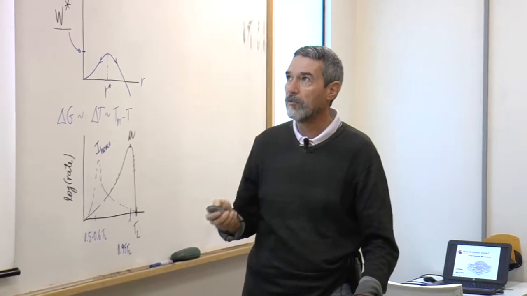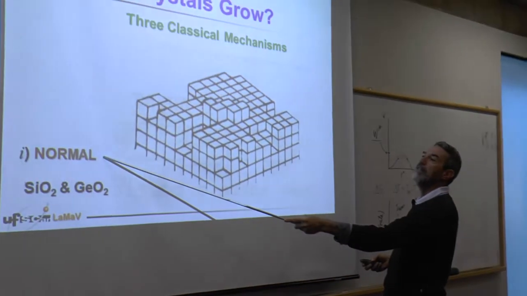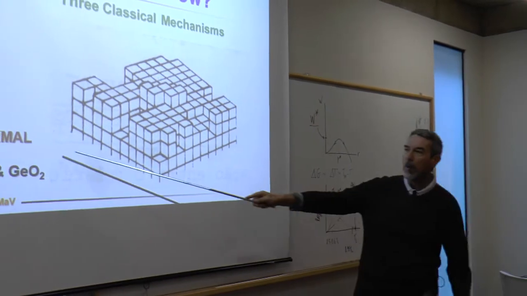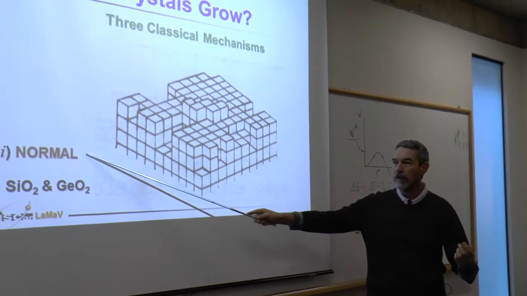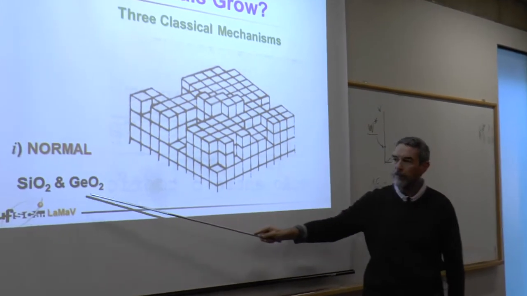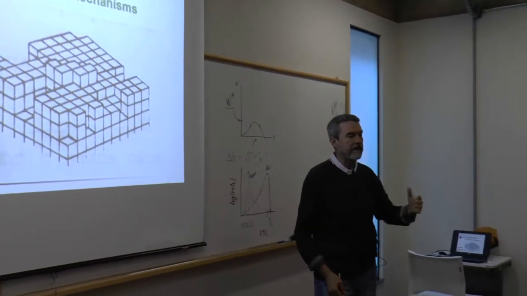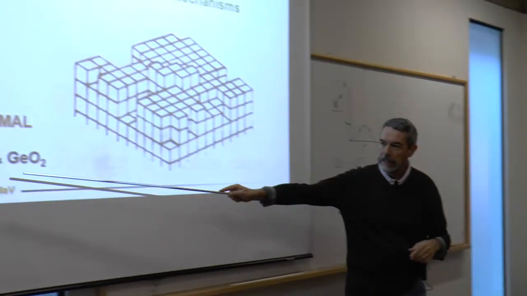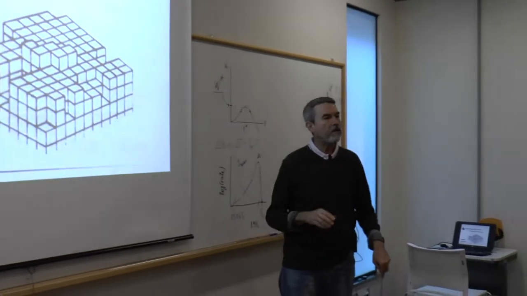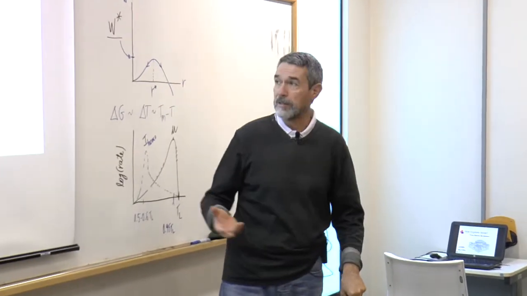Okay, so let's see the three classical mechanisms. In the so-called normal or continuous growth, you can write down in your notebooks, and this has been observed for pure silica and pure GeO2 glass, for instance. People have tested these models and they found that these two systems have their growth rates very well described by this normal growth model. The normal growth model is very interesting.